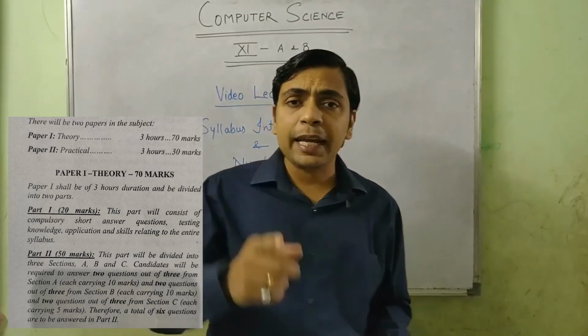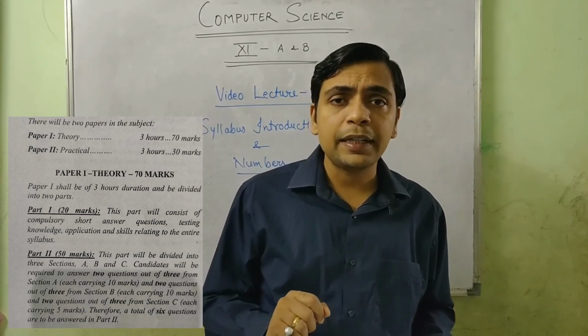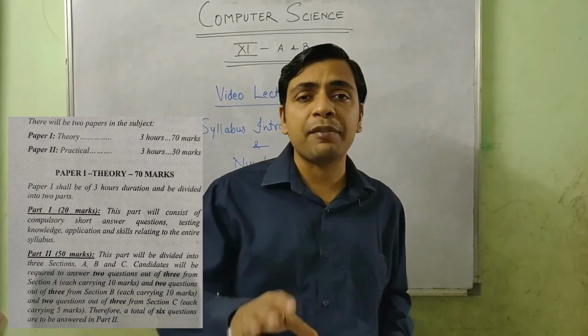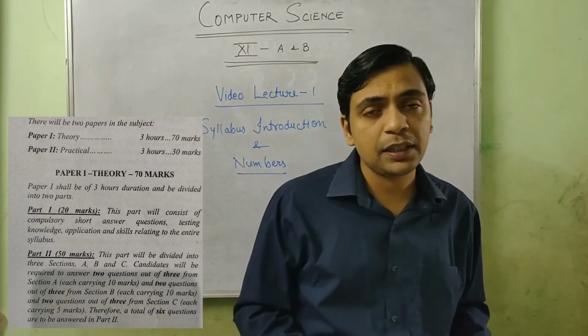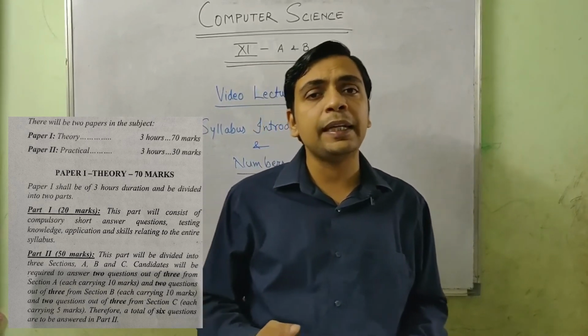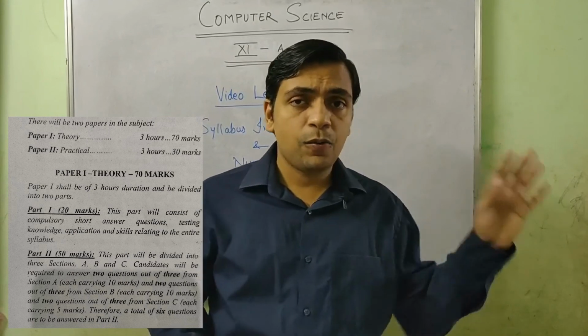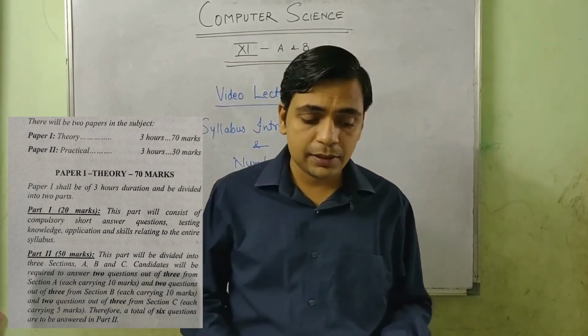In section A and section B, each question will be of 10 marks, so that makes 40 marks. In section C, each question will be of 5 marks, and you will attempt 2, so that will make 10 marks. So 40 plus 10, 50 marks. Part 2 of your paper, containing sections A, B and C, will be of 50 marks, and part 1, which is the compulsory part, will be of 20 marks.